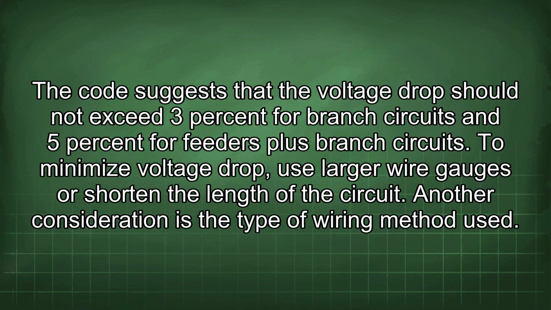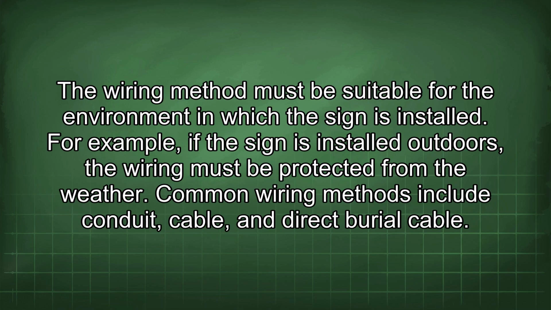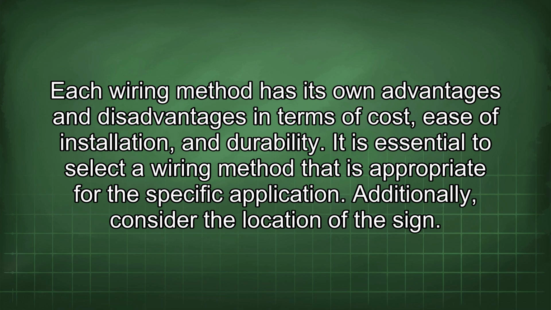Another consideration is the type of wiring method used. The wiring method must be suitable for the environment in which the sign is installed. For example, if the sign is installed outdoors, the wiring must be protected from the weather. Common wiring methods include conduit and direct burial cable. Each wiring method has its own advantages and disadvantages in terms of cost, ease of installation, and durability. It is essential to select a wiring method that is appropriate for the specific application.